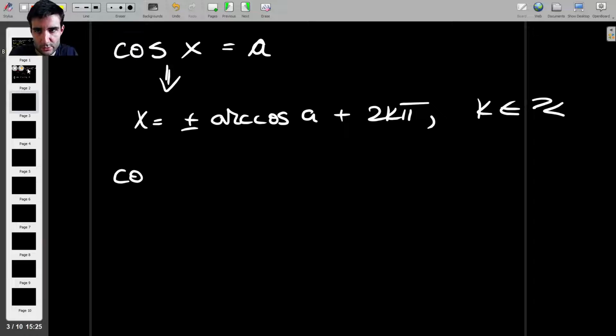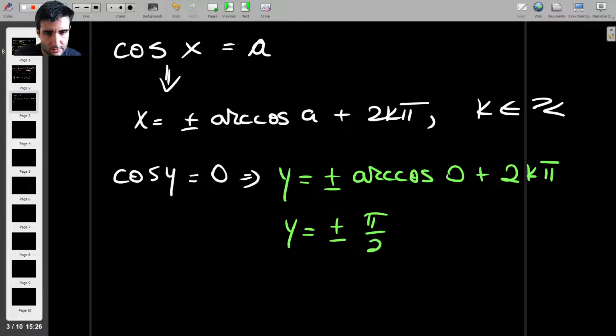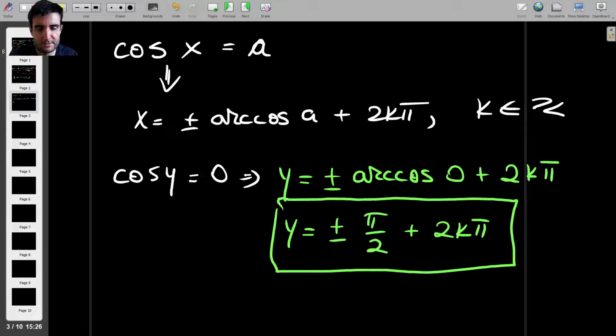So in our case, we have cosine of y is equal to 0, which means that y will be equal to plus or minus arc cosine of 0 plus 2k pi. So this is plus or minus, and we know that arc cosine of 0 is just pi over 2, and this is plus 2k pi. So y can be any number as long as it has this form. So it's plus or minus pi over 2 plus an integer multiple of 2 pi. Okay, and then let's look what x is.